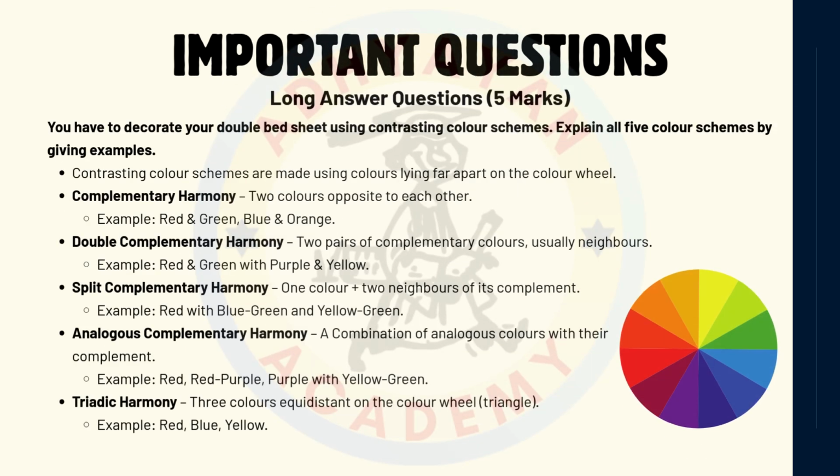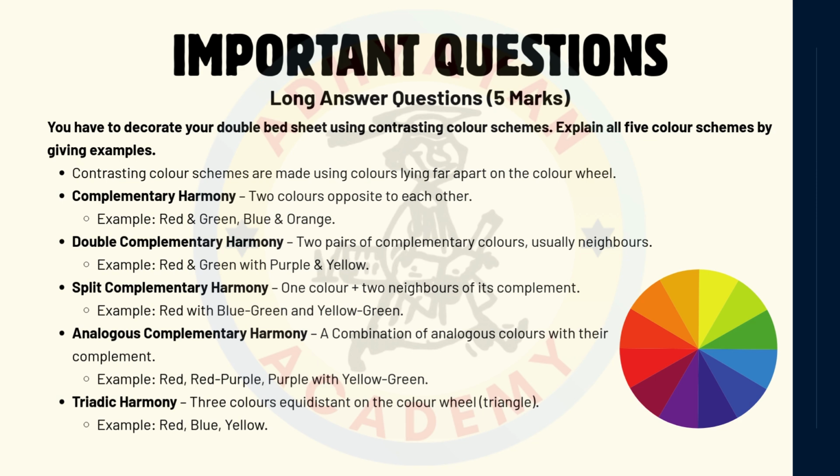Long answer questions, 5 marks. You have to decorate your double bed sheet using contrasting color schemes. Explain all 5 color schemes by giving examples. Contrasting color schemes are made using colors lying far apart on the color wheel. Complementary harmony, meaning 2 colors opposite to each other. For example, red and green, blue and orange.